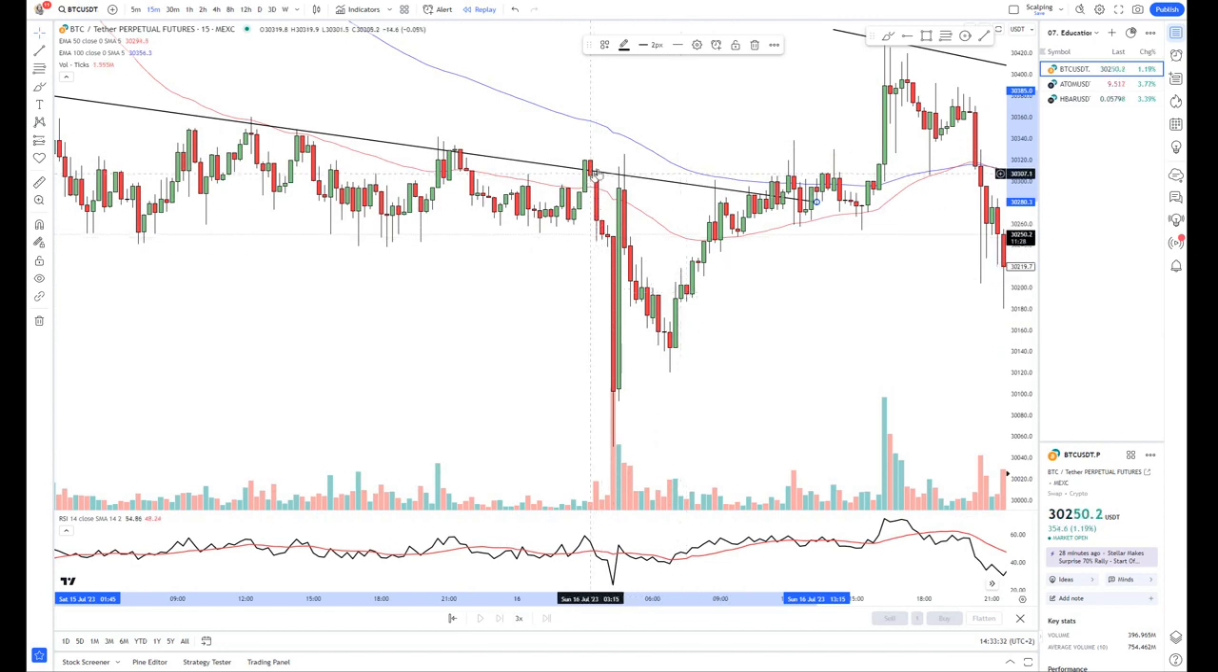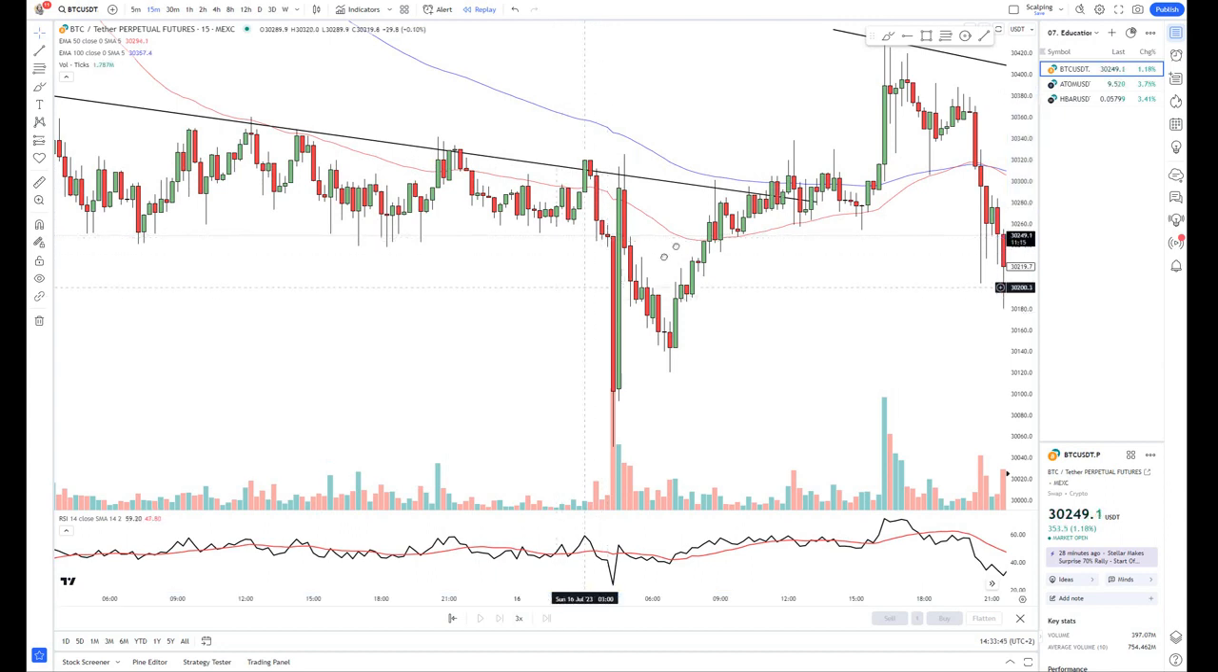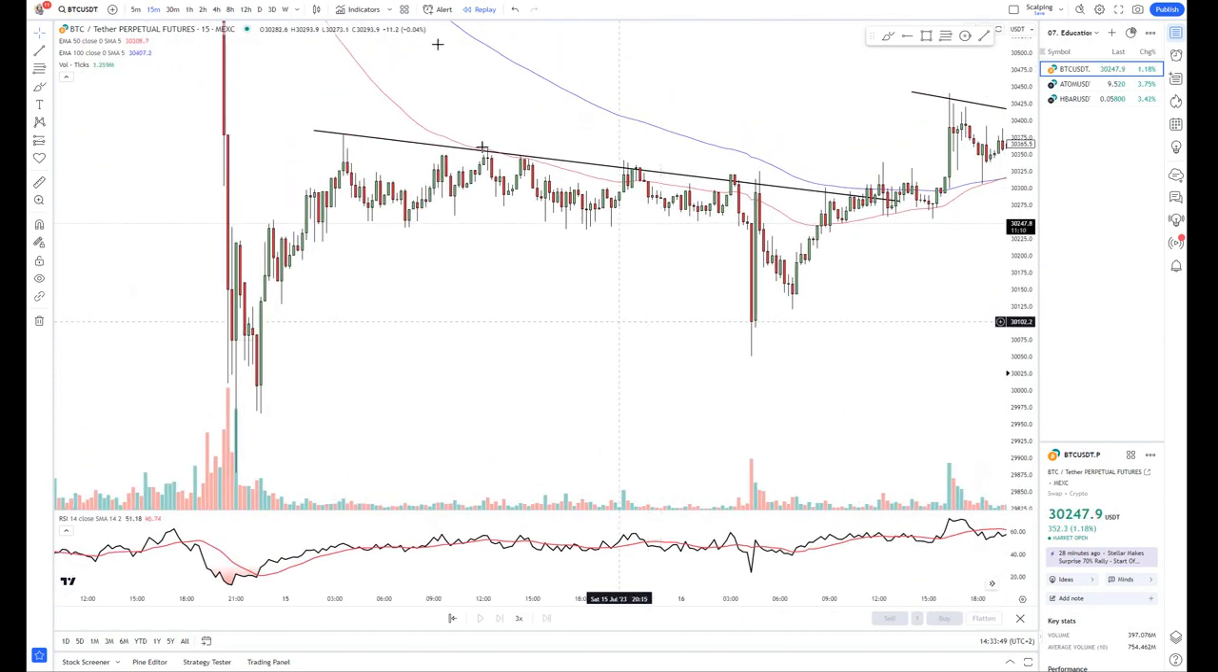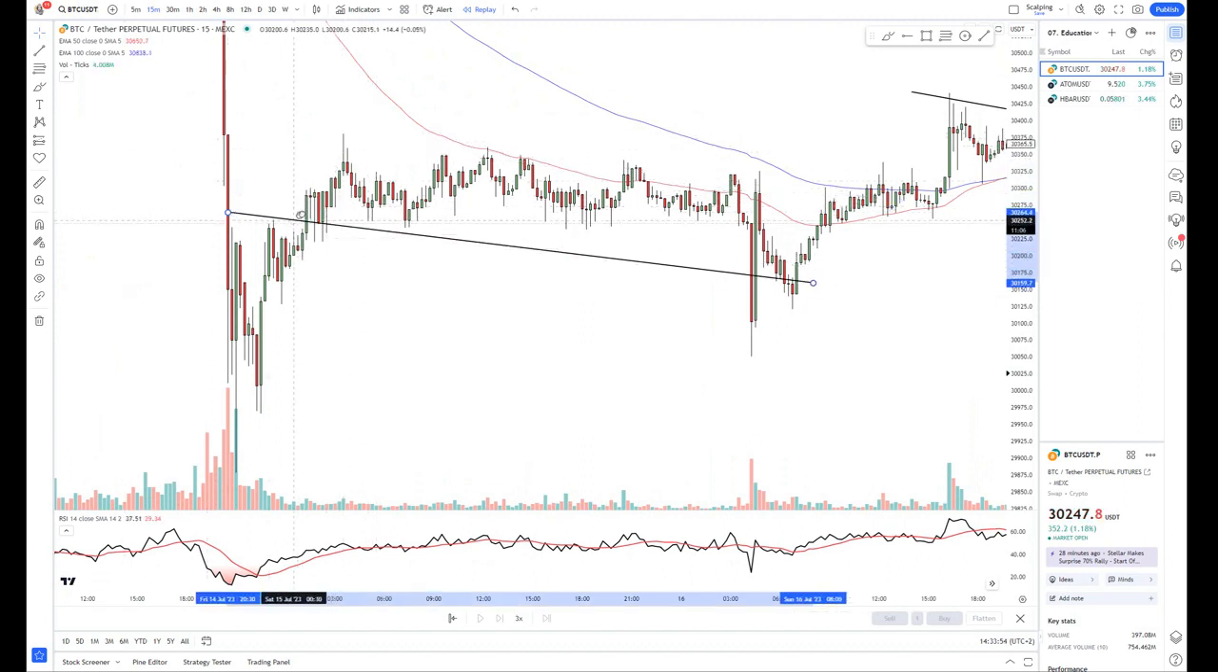So as you can see, if I didn't wait for the second candle to close and I would have put a long in here, it would have definitely hit my stop loss. So it's also the case if you draw the same trend line, but then on the lower wicks.